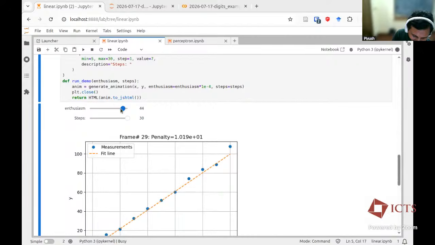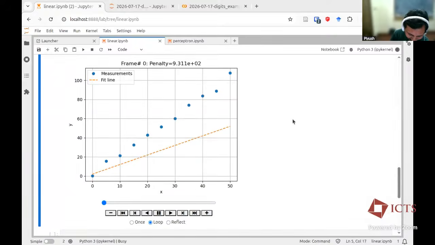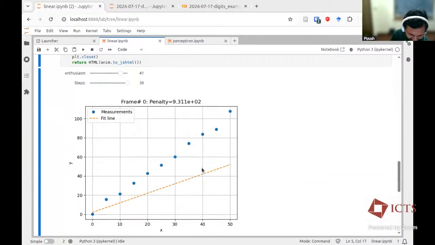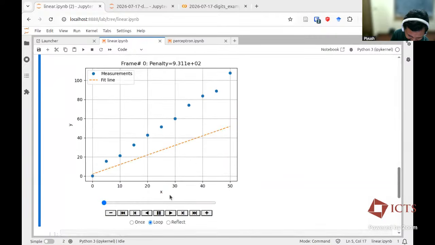So let's make the enthusiasm very high, like 40. Let's see what happens now. Oops. Oh, what went wrong? What happened to the line? Where did it go? So did you note? So let's see. It started off well, and then it just moved very far to the other side because it was on this side, and this high enthusiasm made it move in this side, move to the other side.